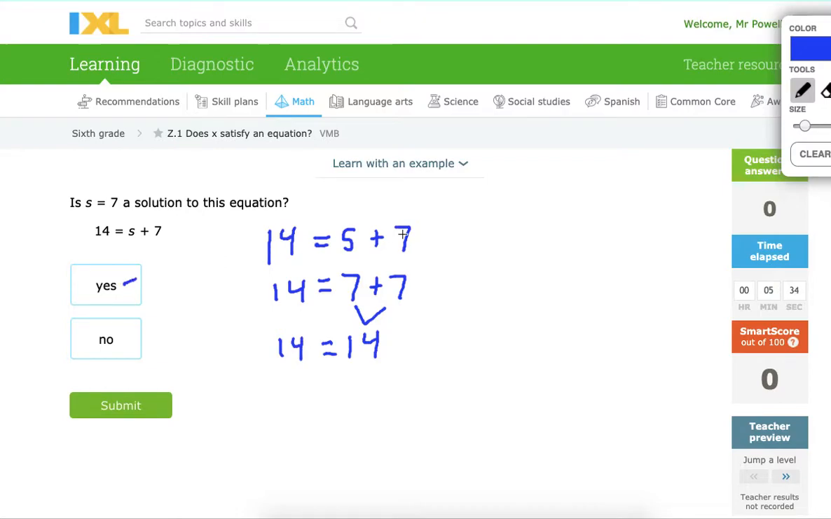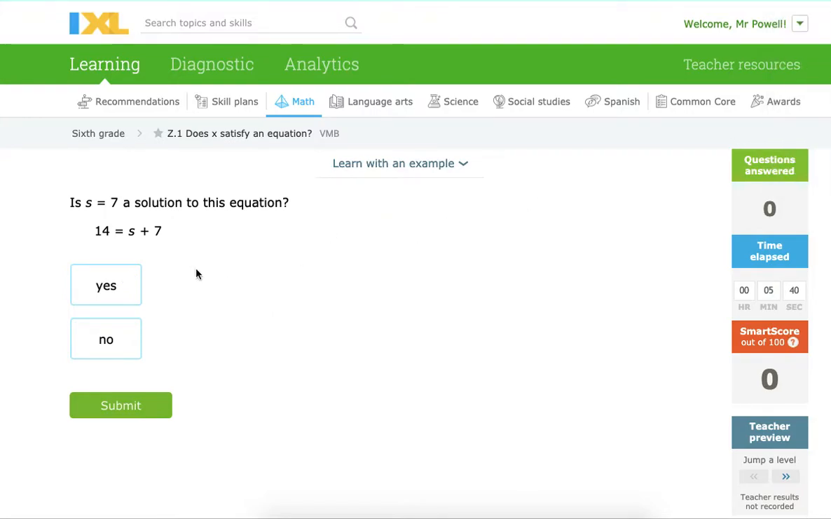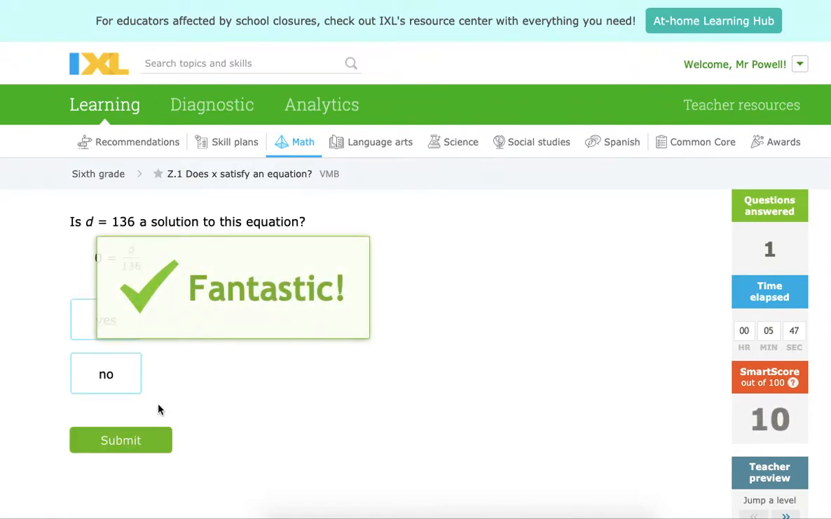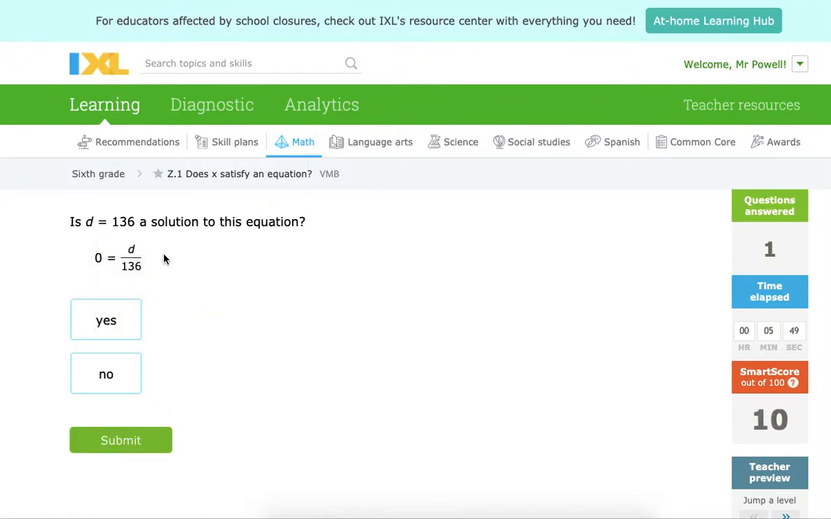So we're going to click on that and submit our answer. So we close this here. We would click yes, that is true, and then we would submit it because it does work. And then we have our next one here.